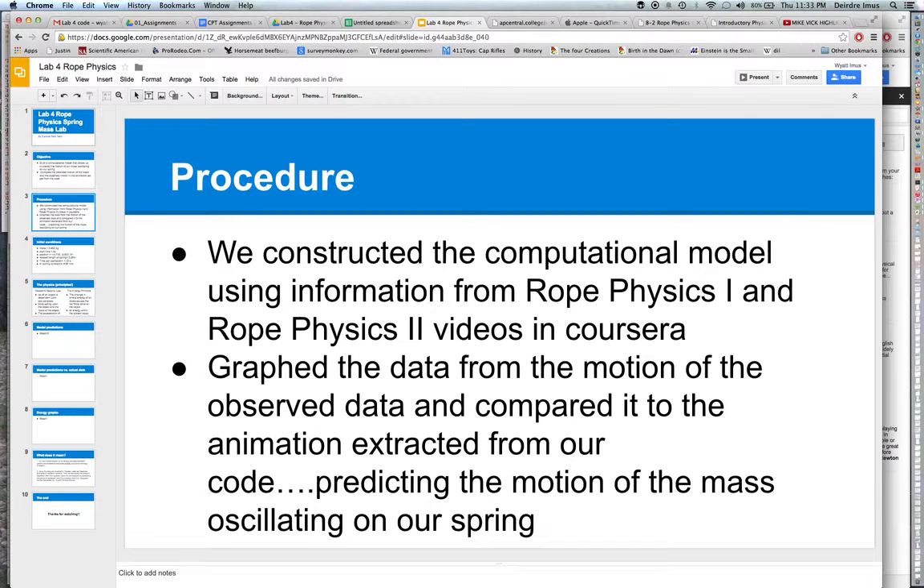We constructed the computational model using information from Rope Physics 1 and Rope Physics 2 videos in Coursera. We graphed the data from the motion of the observed data and compare it to the animation extracted from our code, predicting the motion of the mass oscillating on our spring.